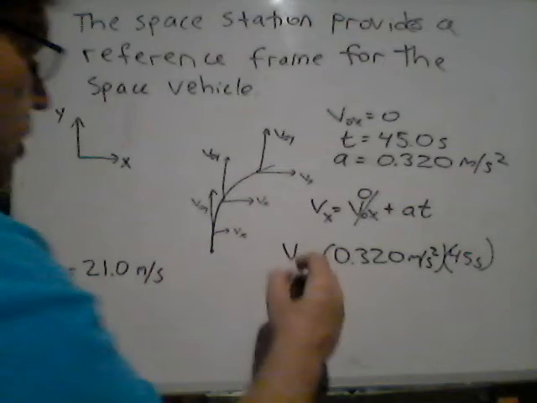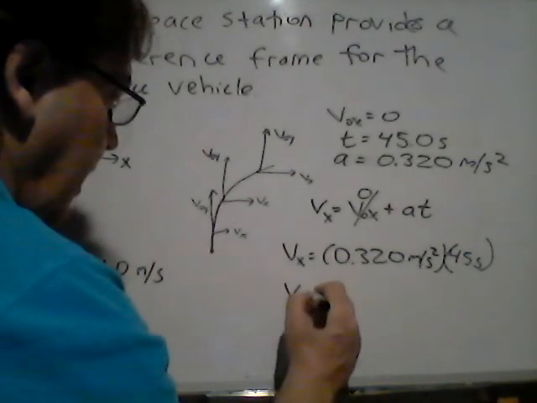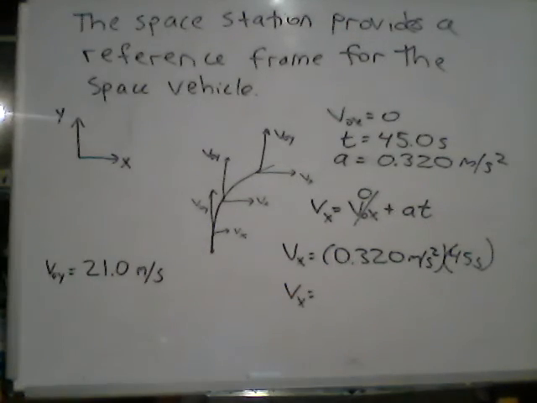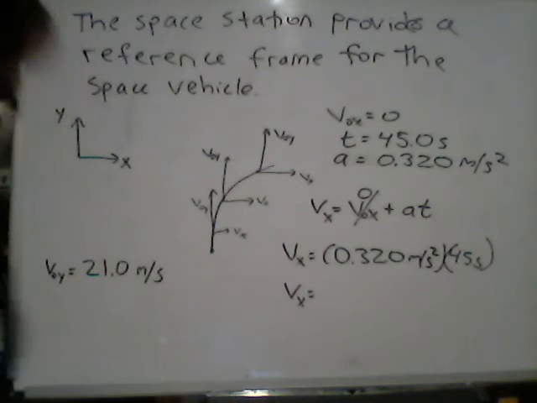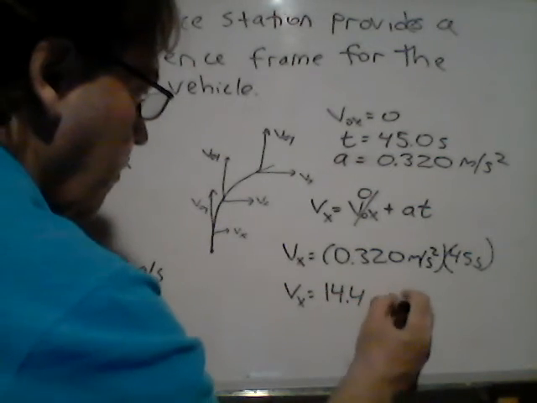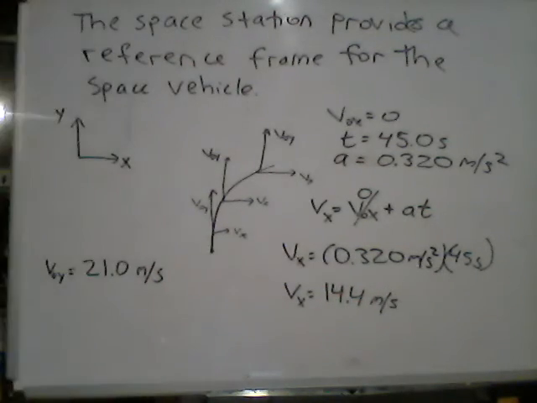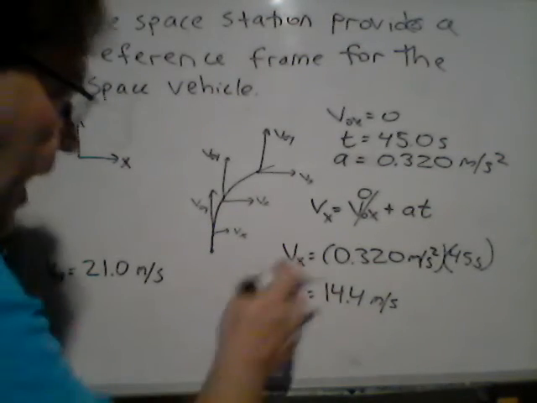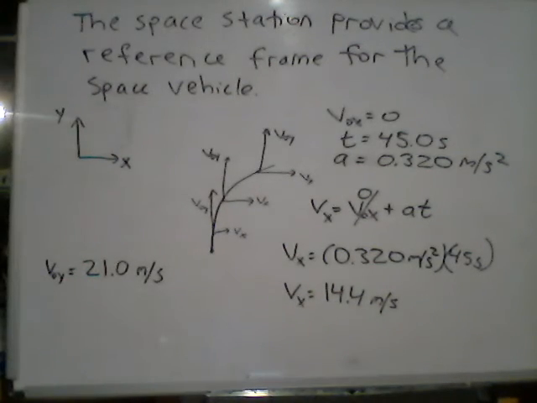All right, and so v sub x at the end of the thruster phase, the RCS thruster phase, if you multiply these two numbers together, you get 14.4 meters per second. So that is going to be the x component of velocity after the thruster phase. Initially, it was 0. Meanwhile, the y component of velocity remains the same. So your final velocity is going to be the constant y component of velocity and the final x component of velocity.